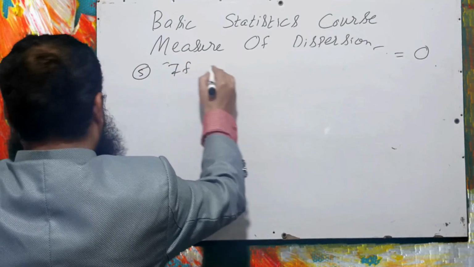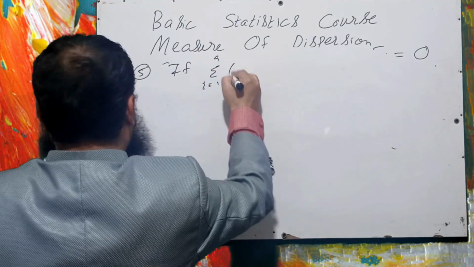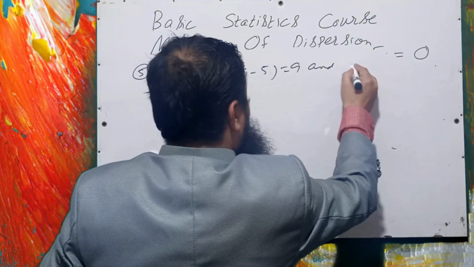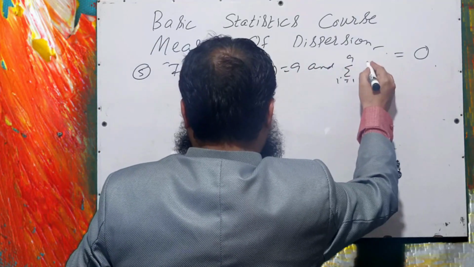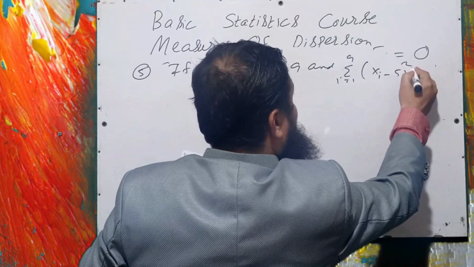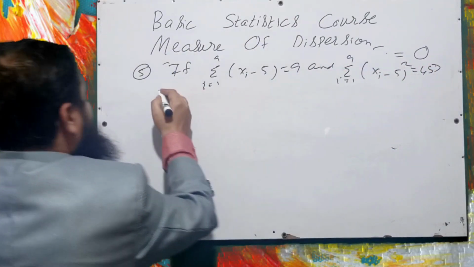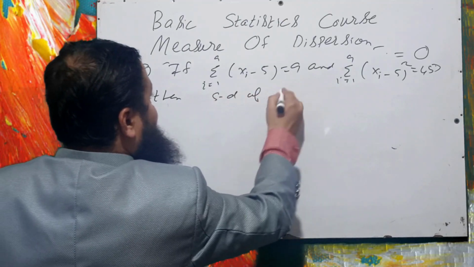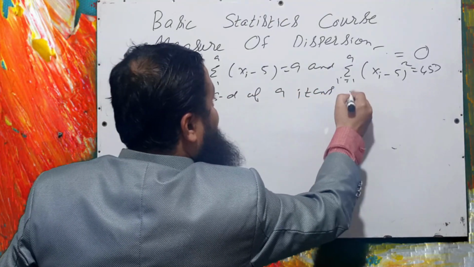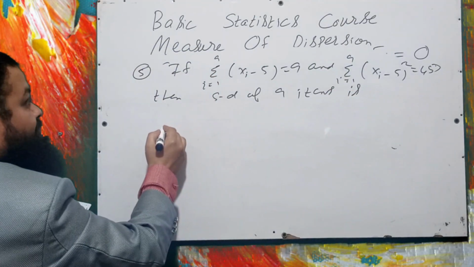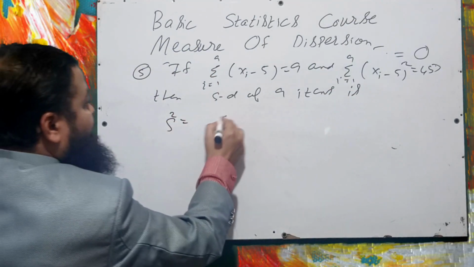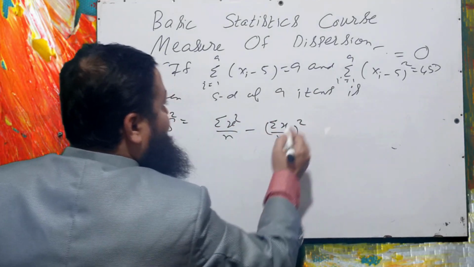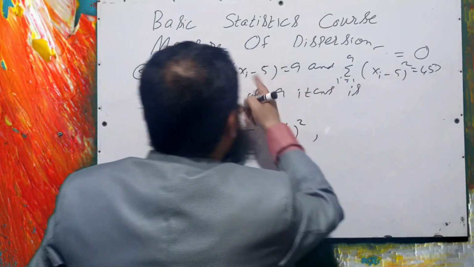If summation i equals 1 to 9, (xi minus 5) is equal to 9, and summation i equals 1 to 9, (xi minus 5) whole square is equal to 45, then the standard deviation of 9 items is a very important question. Dear students, we know variance is equal to summation x square over n minus (summation x over n) whole square, and this is the information.